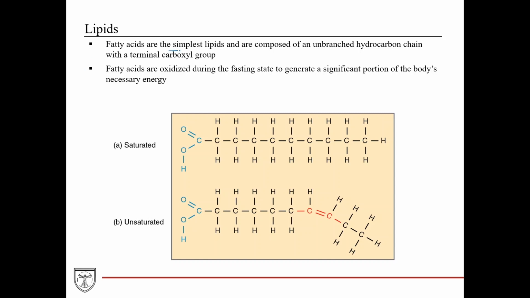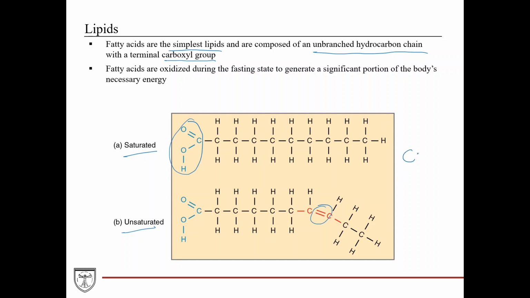Fatty acids are the simplest lipids, and they're composed of unbranched hydrocarbon chains with a terminal carboxyl group. So if you come down to the figure here, here's that terminal carboxyl group, and then as you can see, these are the unbranched hydrocarbon chain. So just single bonds here between each of these carbons. That would be saturated. You can also be unsaturated, where you have a double bond thrown in here as well. So saturated is when you have single bonds throughout all the carbons. Unsaturated is when you have a double bond. It could be one or it could be many more.